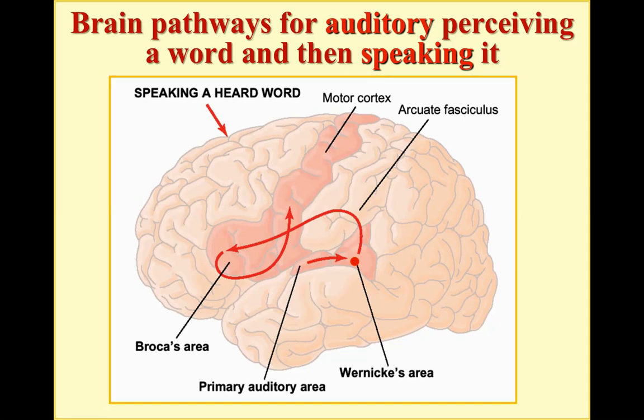Then Wernicke's area sends impulses through a specific tract, the arcuate fasciculus, to Broca's area. Broca's area forms the program for speaking this word, for pronunciation, for vocalization, and this information is sent to the primary motor cortex, which controls vocalization muscles. And then, as a result, speaking the word occurs.